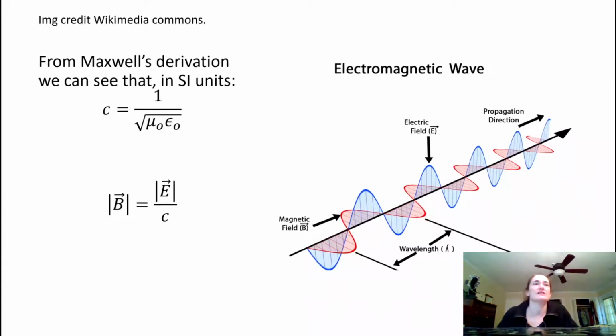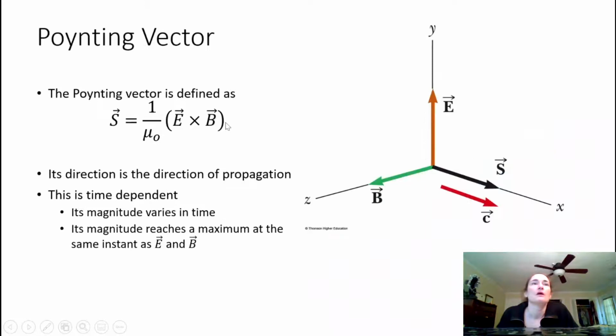And he proved that c is a fundamental constant of nature by showing that it was equal to 1 over the square root of mu naught epsilon naught. Also, the magnetic field strength and the electric field strength are related to one another. The magnitude of B is equal to the magnitude of E over c. Okay? So light is a transverse wave, which means that its direction of propagation is perpendicular to its direction of oscillation.